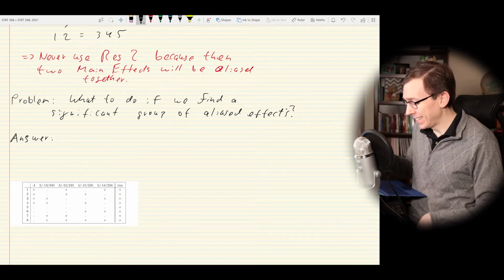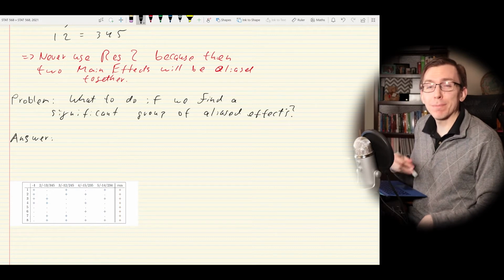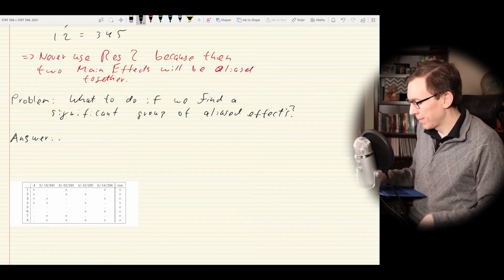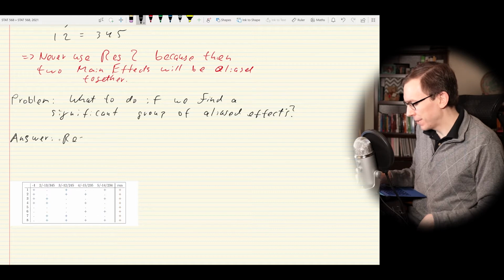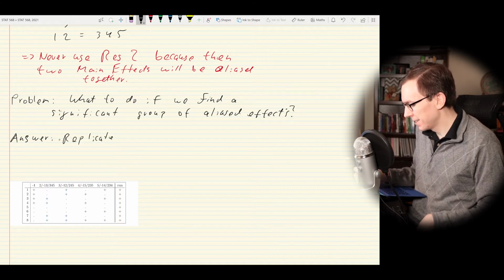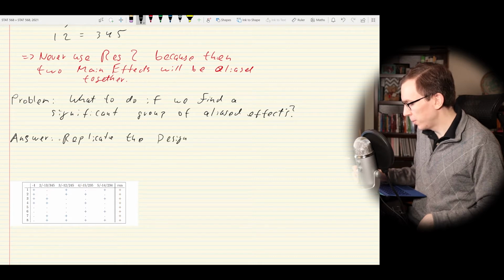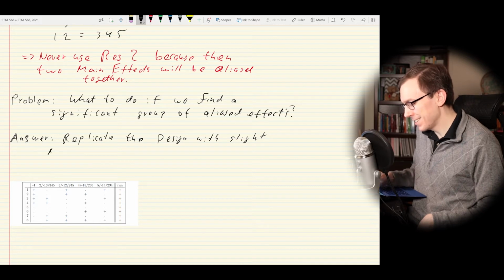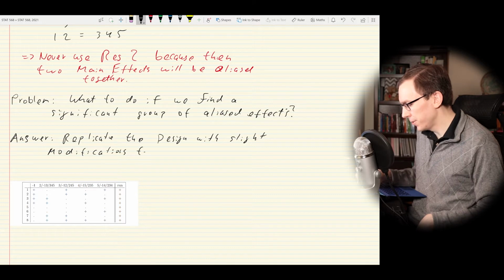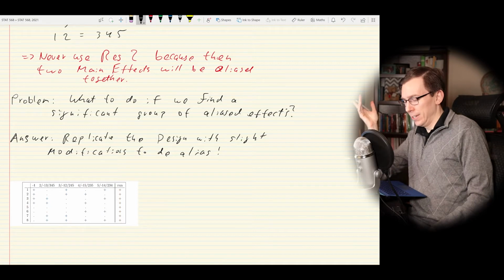But another answer, should you have the ability to replicate the study a second time, would be to replicate the study, let's just say the design, with slight modifications to de-alias. Okay, so how do we do that?